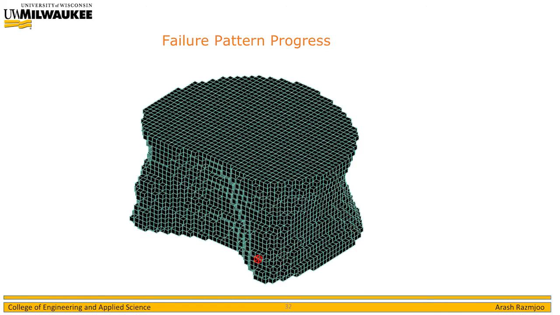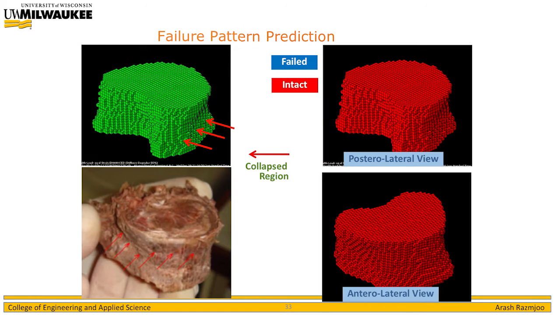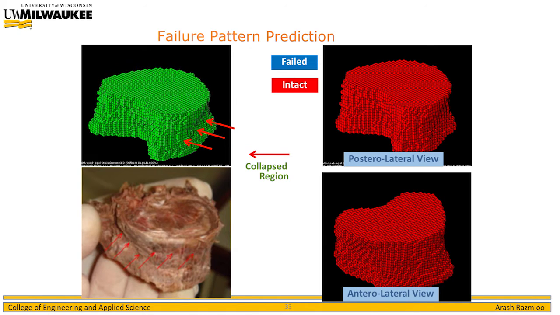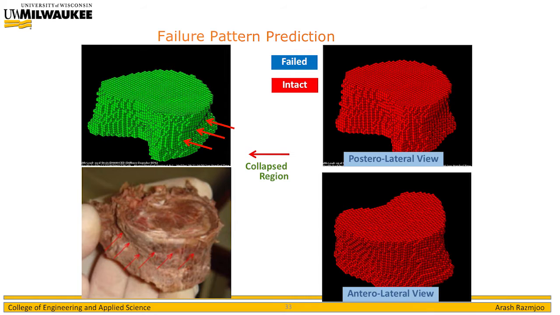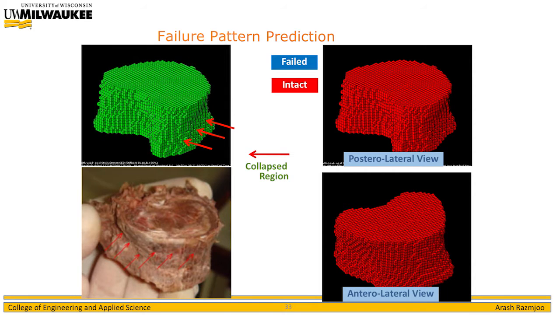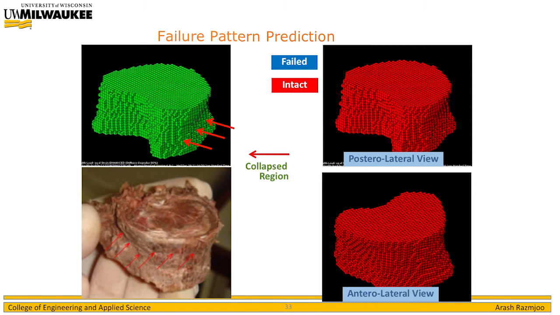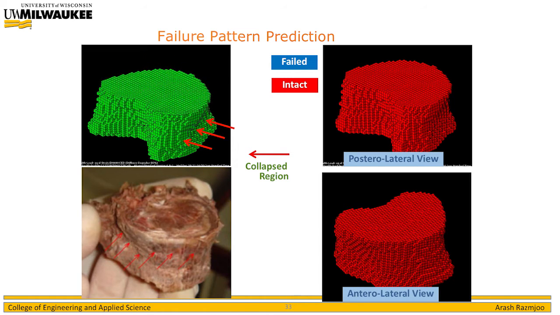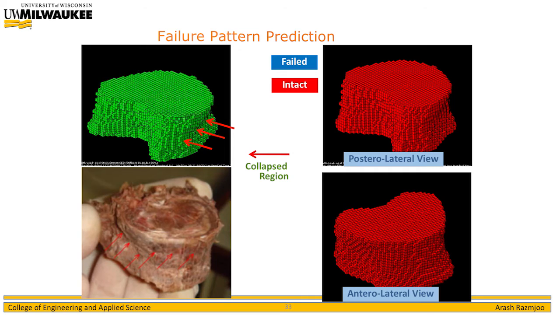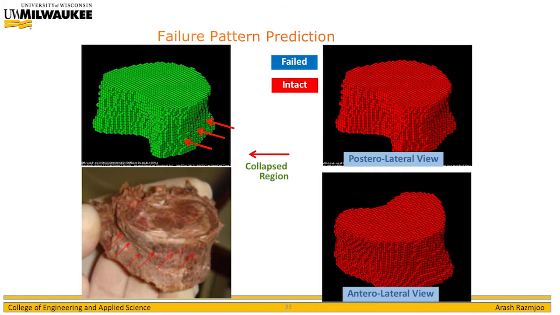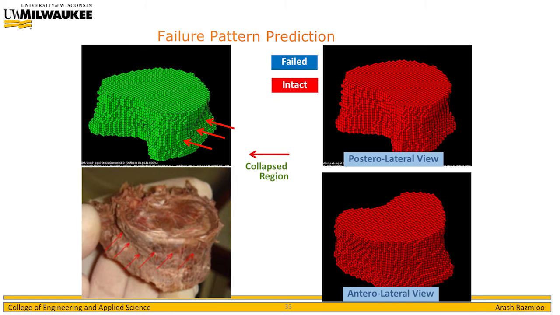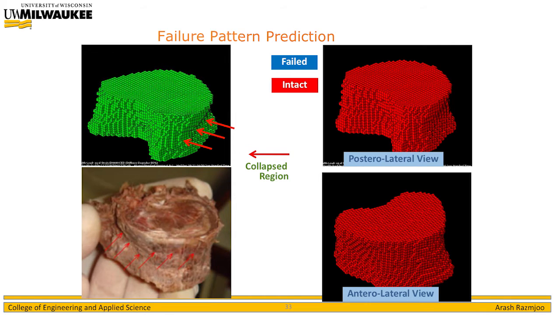And it shows the prediction of the collapse region from the finite element analysis by applying the compression load on the top of the vertebra and fixing the bottom of it. You can see the collapse region, which it predicts. And this prediction was also validated by the experimental result. You can see here we have a collapse region, which is exactly the same as the finite element predicts.